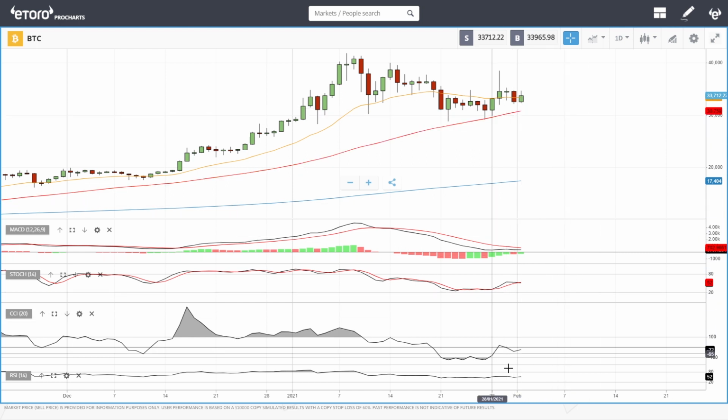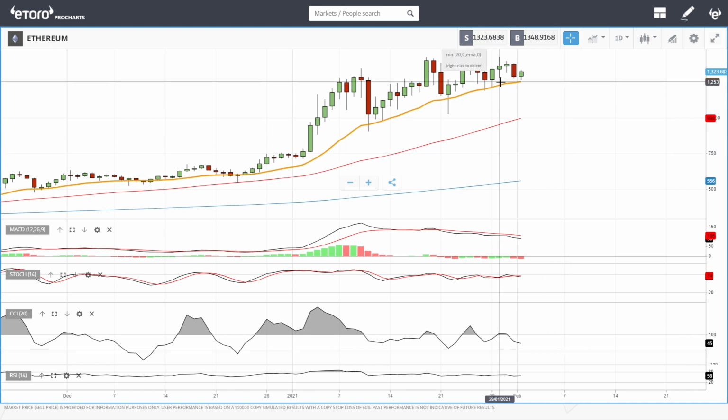So technical indicators are all over the place. There is really no help from the technical indicators at this point. MACD is bearish, stochastic is flat, CCI is flat, and the RSI is a little bit bullish. But seriously, we need an indication of continued trend towards the 40,000 or a break below the 50 in order to determine where we technically are going at this point. So let's look at Ethereum.